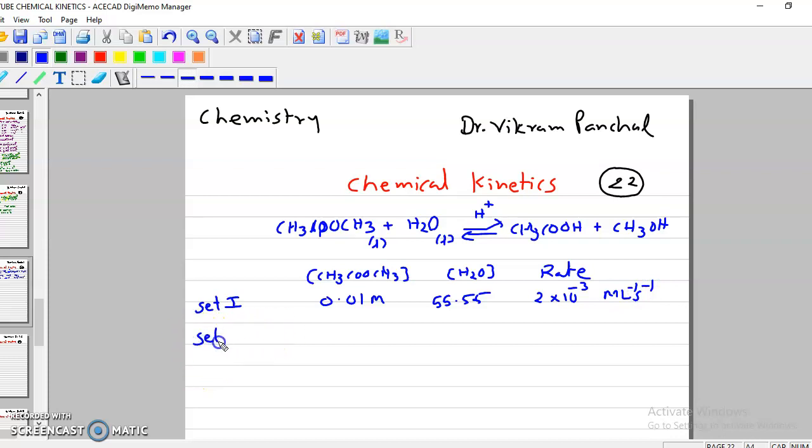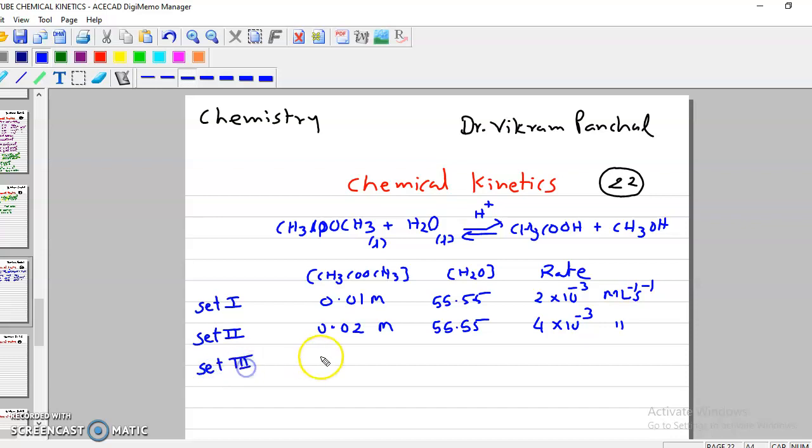Set 2, in which we want to find out x, so we will change the concentration of ester. So we take 0.02 molar, moles of water will be, or more, this is 55.55, and here the rate found is 4 into 10 raised to minus 3. That means rate changes, so x cannot be equal to 0.